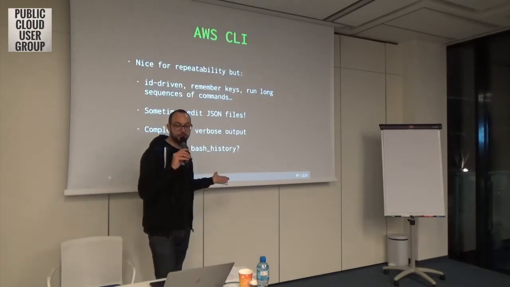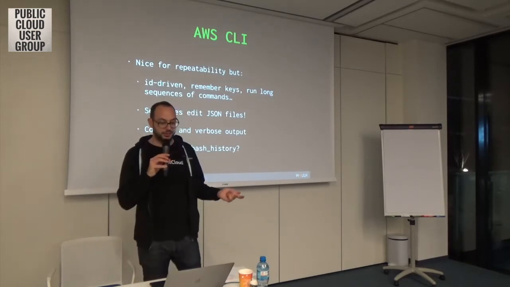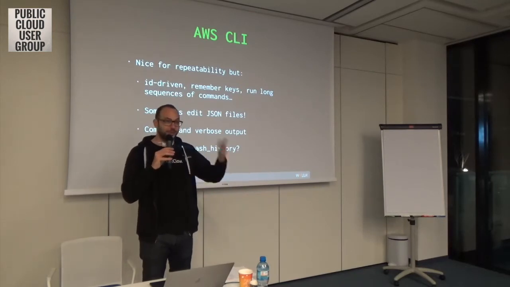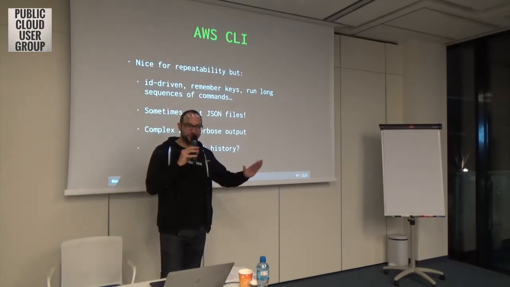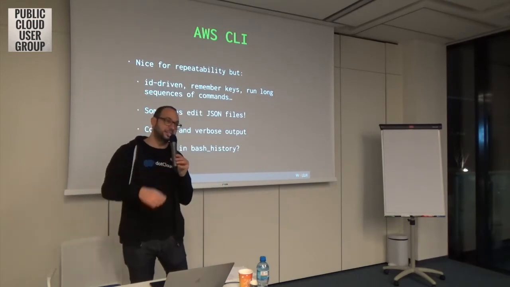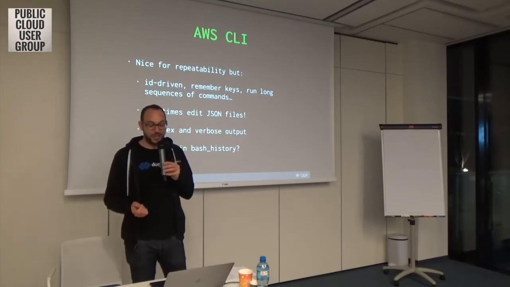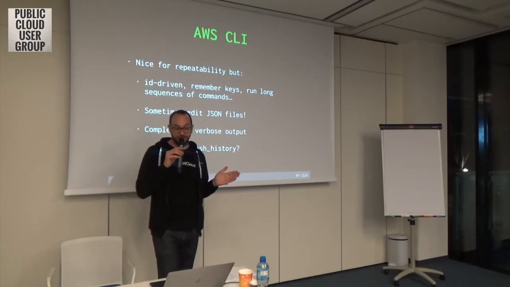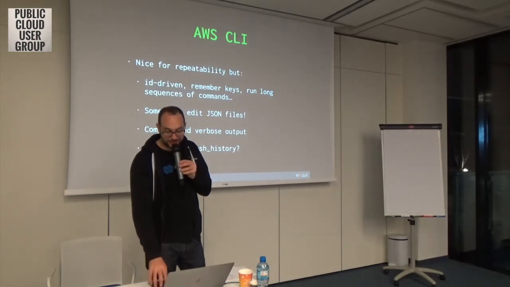So it's nice for repeatability, but it's ID driven. You have to remember keys. You have to run long sequences of commands. Sometimes, when you deal with policies, you have to fire up your preferred editor, maybe Vi, Emacs, or whatever, no trolling here, and then edit some JSON files and send the JSON files to the command line. And all for what? To get a complex and very verbose output. And the history, where do you find it? You find it in Bash history, maybe, if you're using Bash. So that's not optimal either.